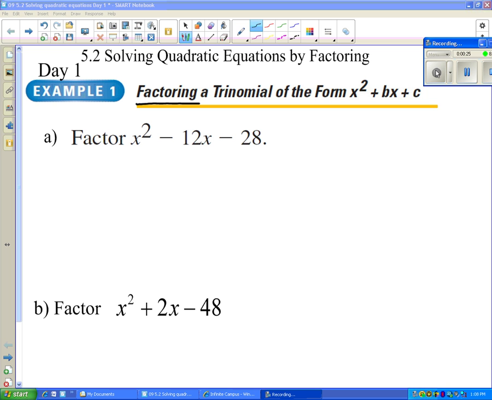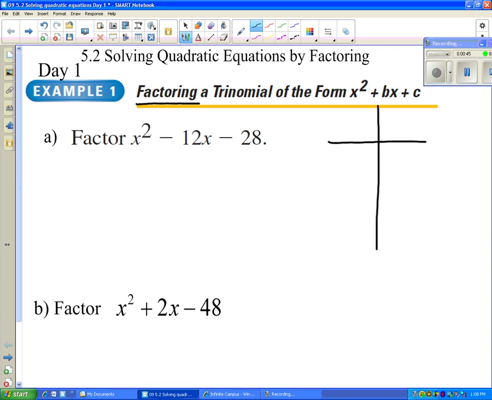So the question is, what does it mean to factor something? To factor something means to unfoil it or unmultiply it, kind of like division, but not exactly. I want to unmultiply, unfoil this equation, x squared minus 12x minus 28. I like to use this little chart.